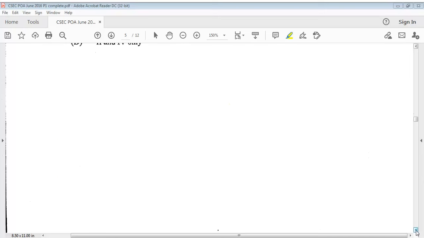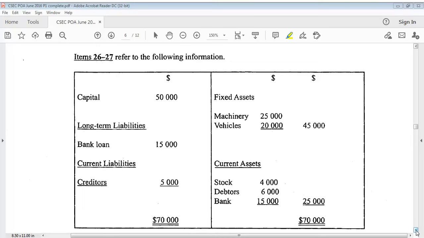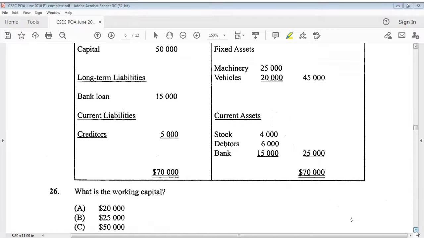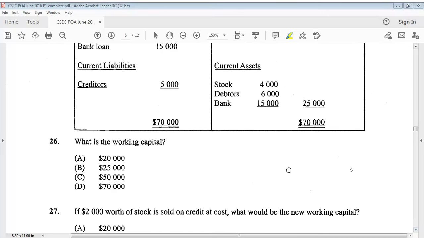All right, let's go to 26. So item 26 to 27 refers to the following information. All right, there we have our balance sheet. It says, what is the working capital? So we know working capital is current assets minus our current liabilities. So our total current assets there is $25,000 and our current liabilities creditors 5,000. So deduct 5,000 from 25,000, we get 20,000. So 26 answer would be A.